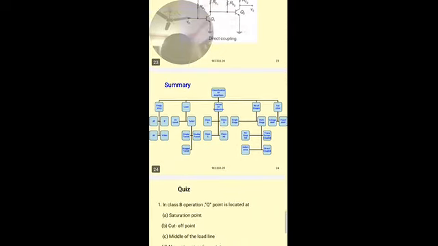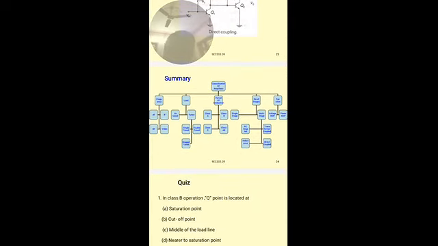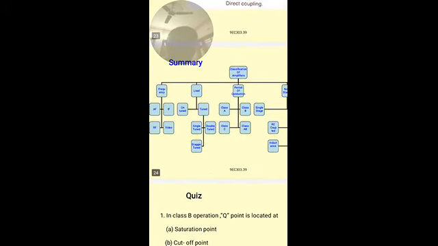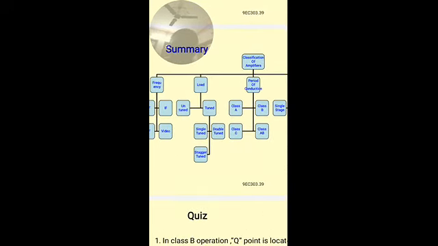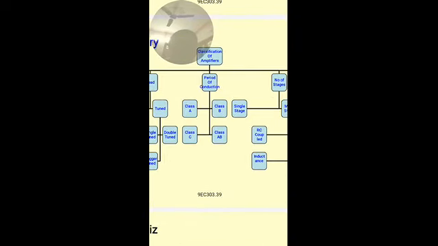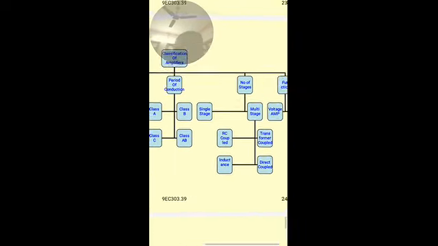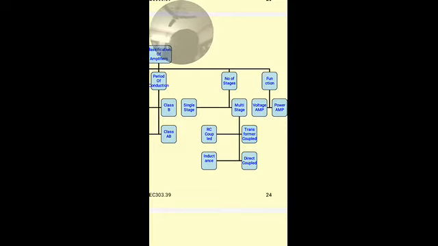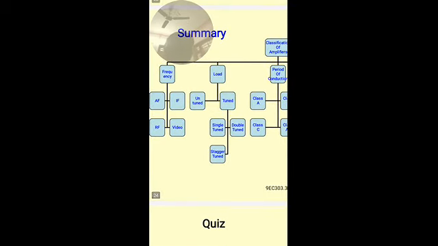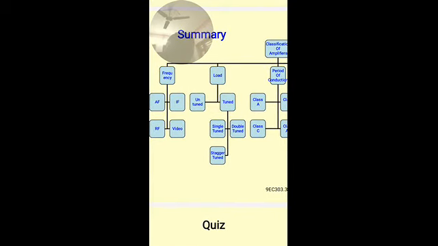So the classification so far, summary of this class. The classification of amplifiers: amplifiers are classified based on the frequency, based on the type of load, based on the period of conduction, based on the number of stages, based on the function, and also based on the feedback.